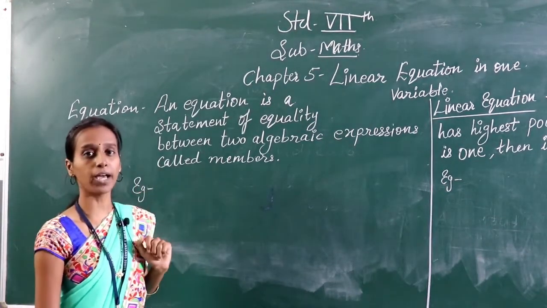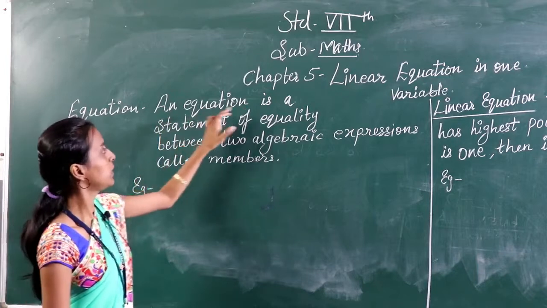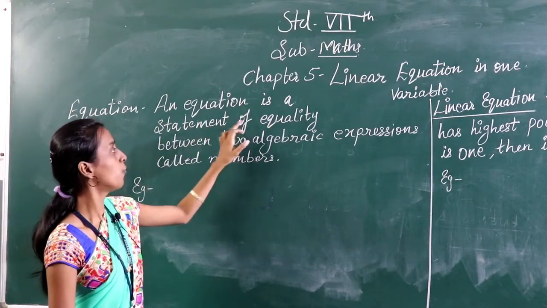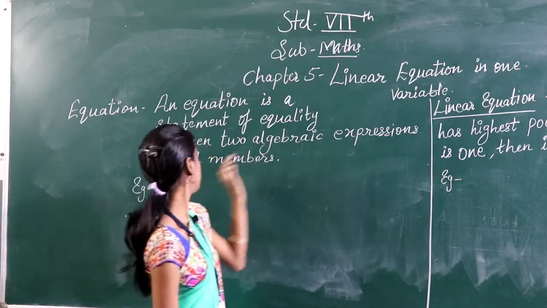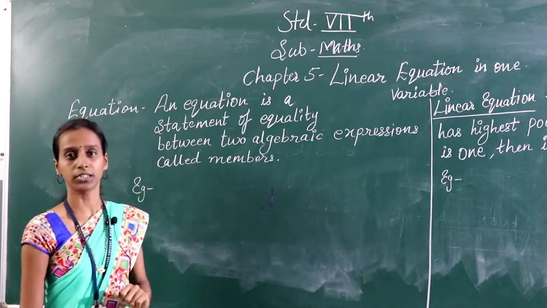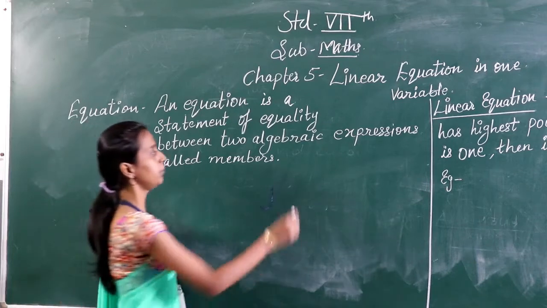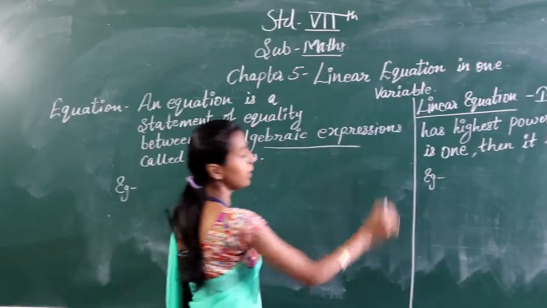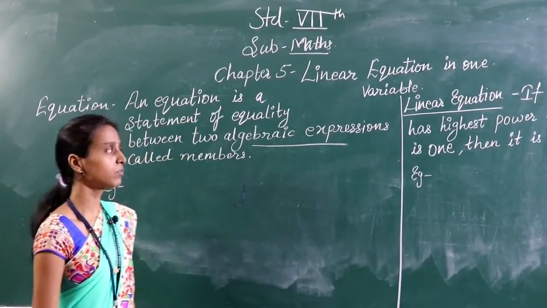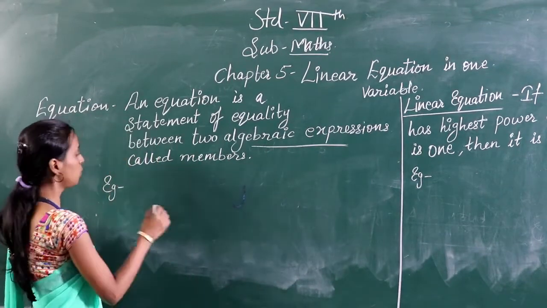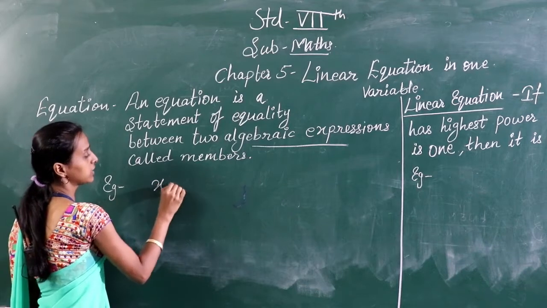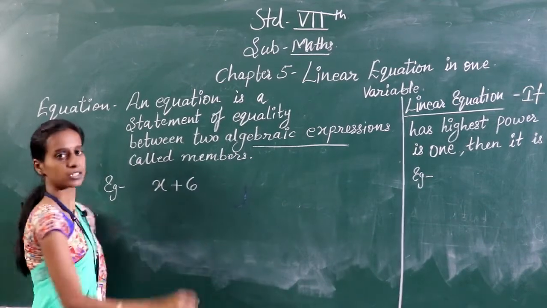What do you mean by equation? An equation is a statement of equality between two algebraic expressions called members. Here you are getting one more term, algebraic expressions. So first we will understand what an expression is. If I give you an example like x plus 6.